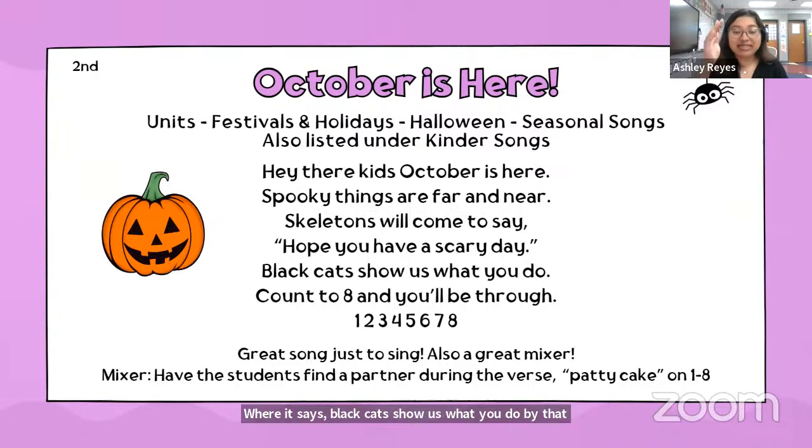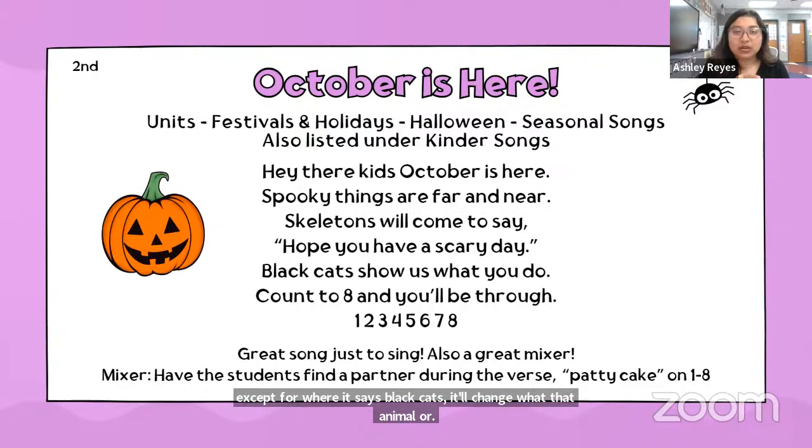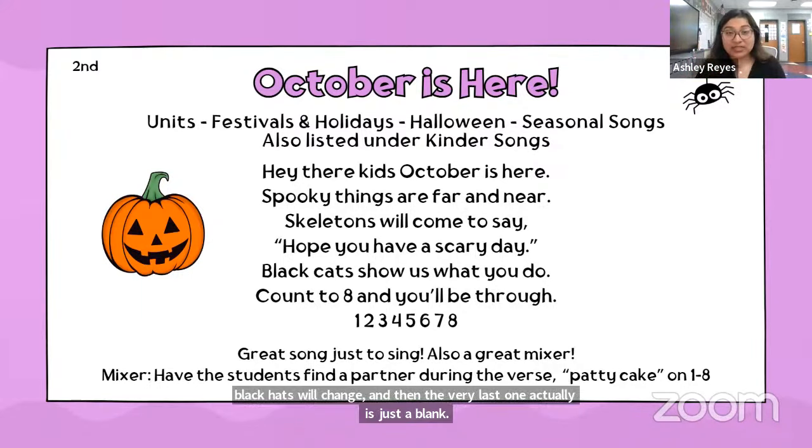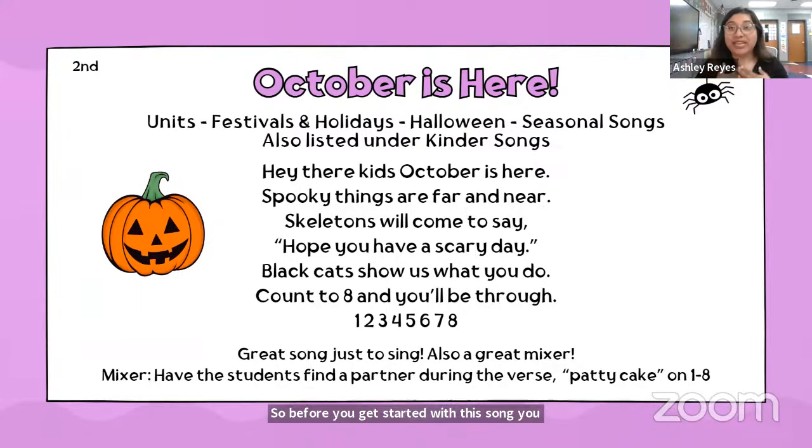Now, in this song, it's mostly the same for every verse, except for where it says black cats. It'll change what that animal or person is. So black cats will change, and then the very last one actually is just a blank. So before you get started with this song, you can ask them, okay, we have one that we get to choose. What do you want the scary thing or person or being to be? And we've had aliens this week. We've had zombies. They wanted skeletons again, so we did skeletons again. But we will fill it in.